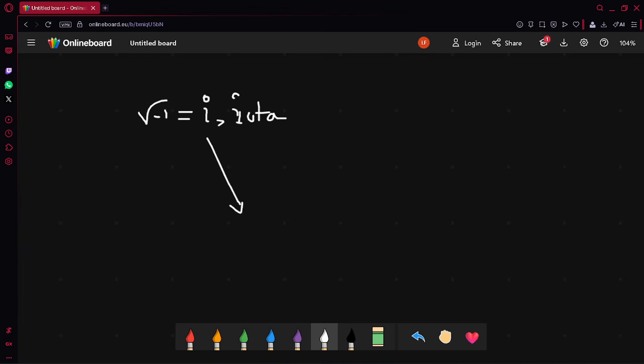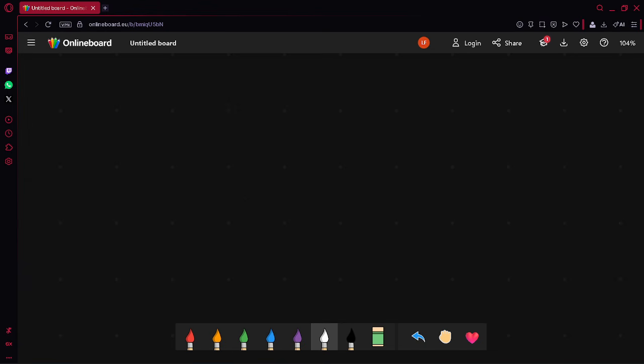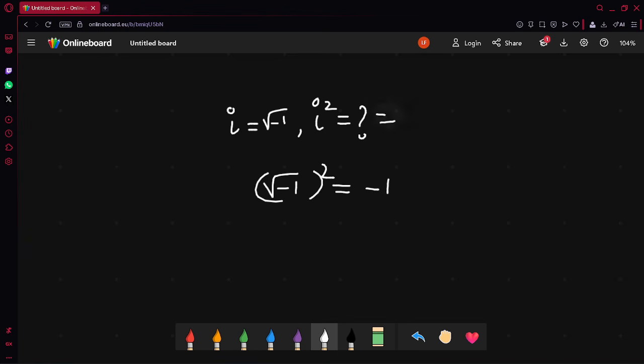And there are different ways to represent complex numbers. And we're going to be learning about powers of i. Like, i is the square root of negative 1. So what is i squared? What is i squared equal to? So we know that i is the square root of negative 1. So if you square the square root of negative 1, you should get negative 1, and that is your answer.